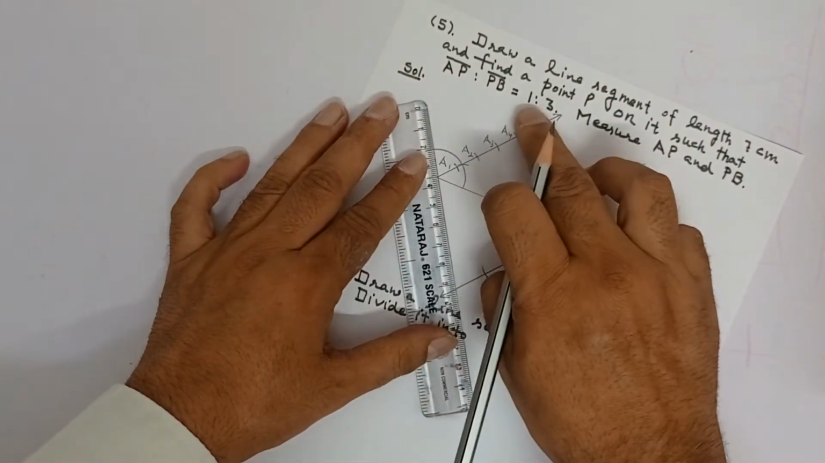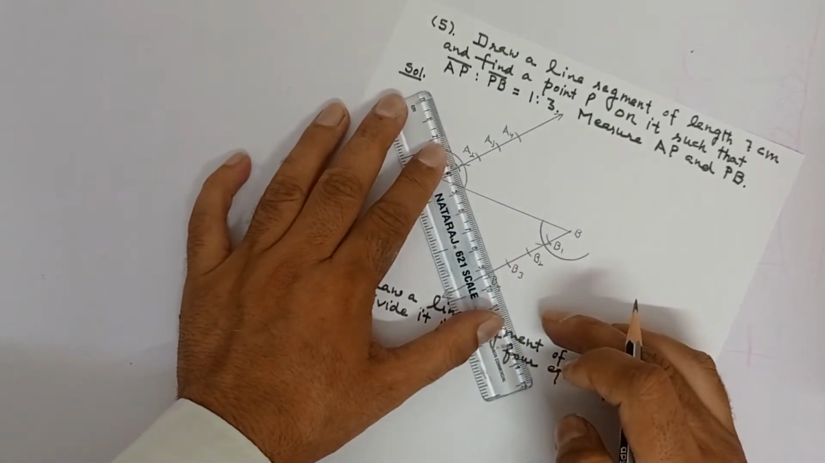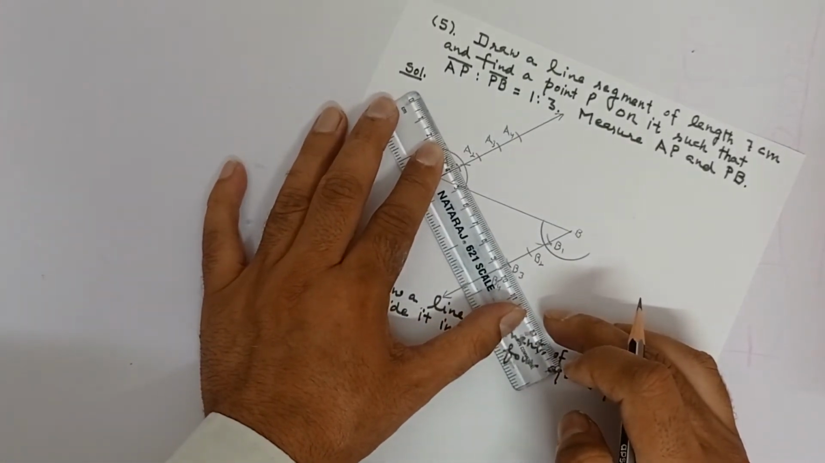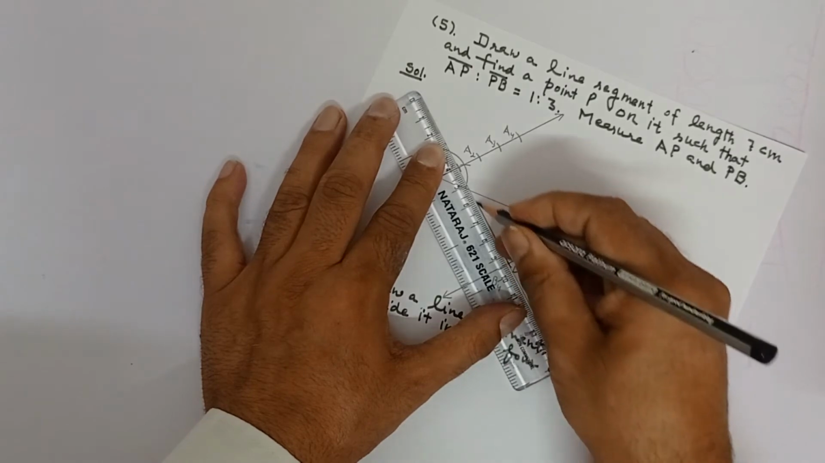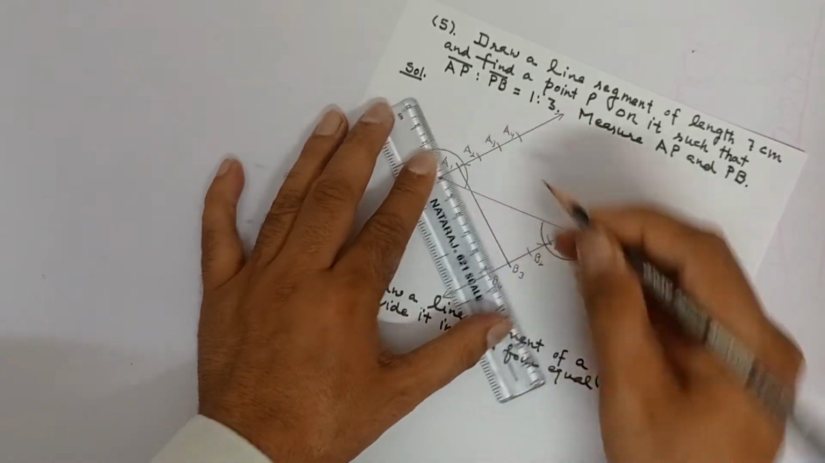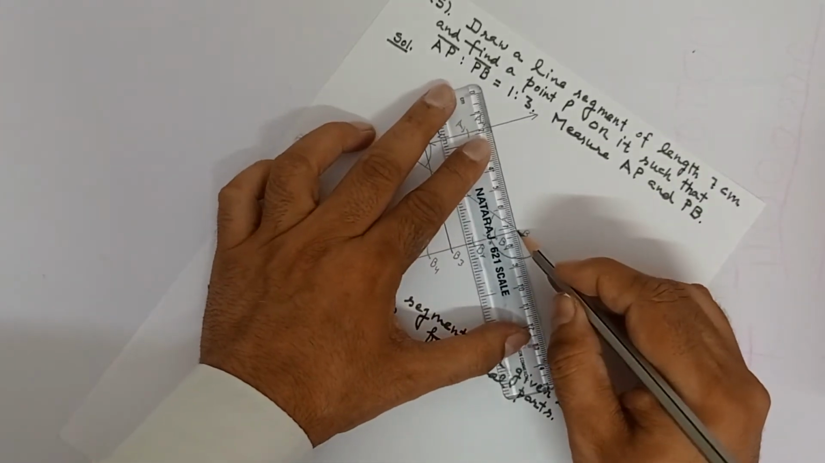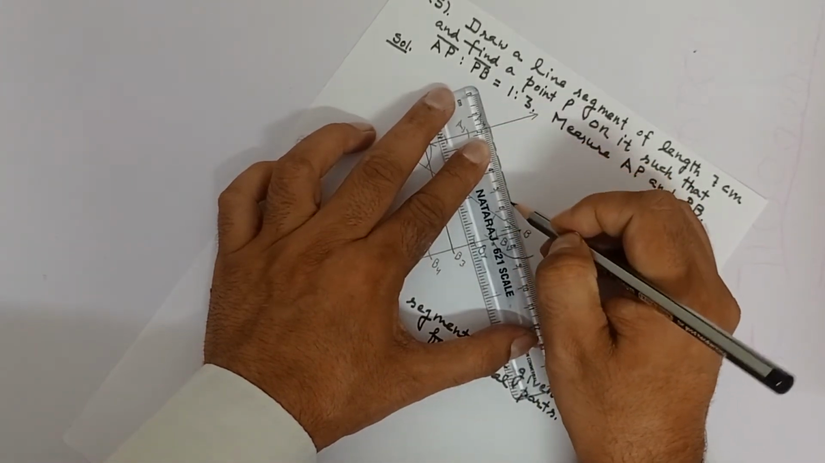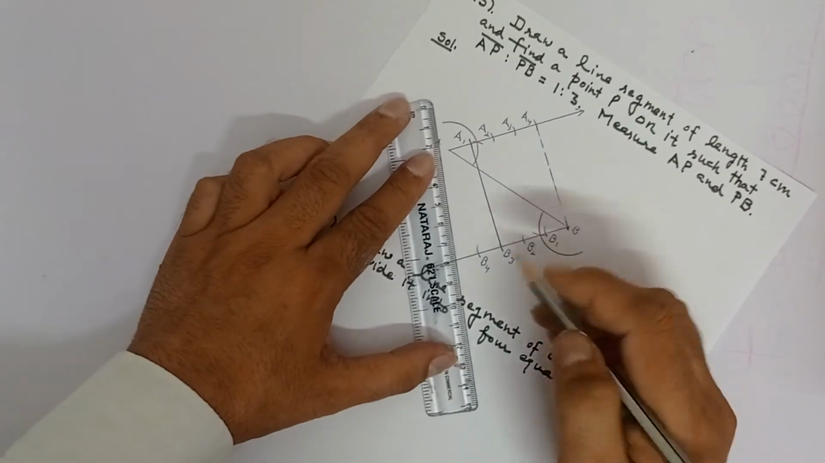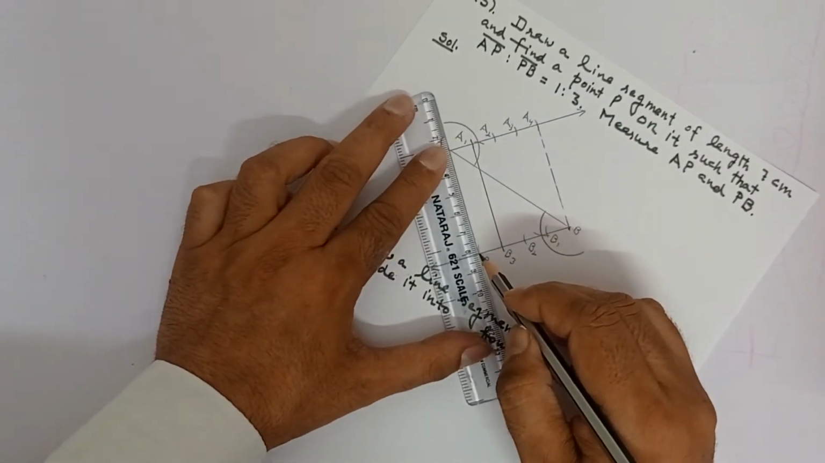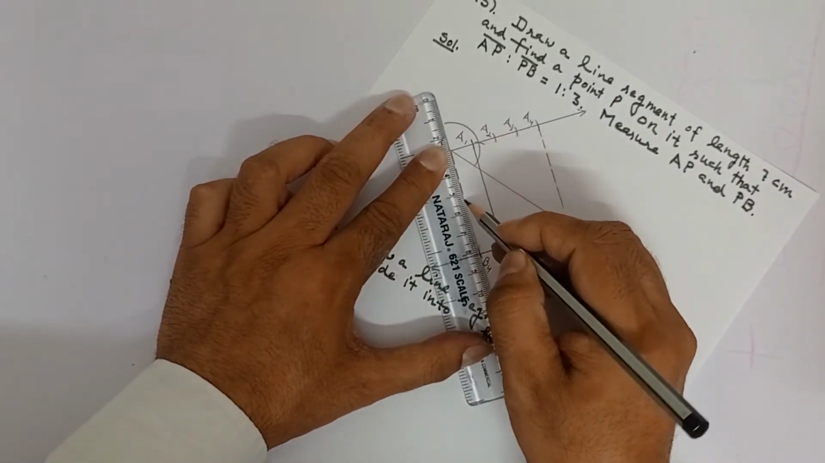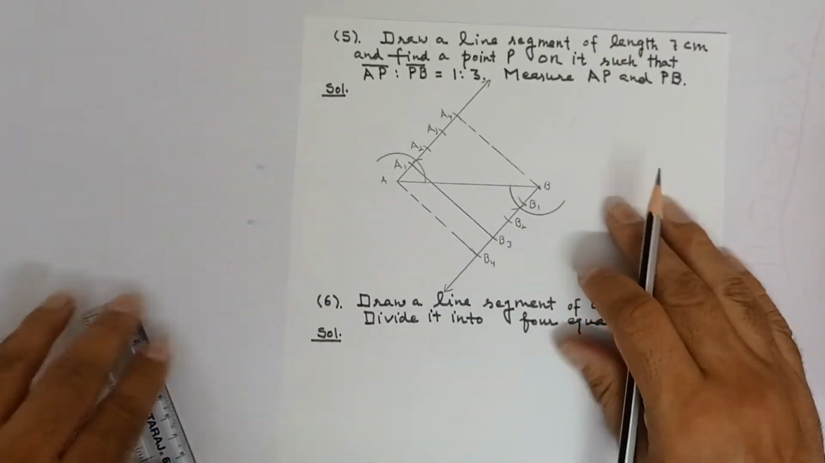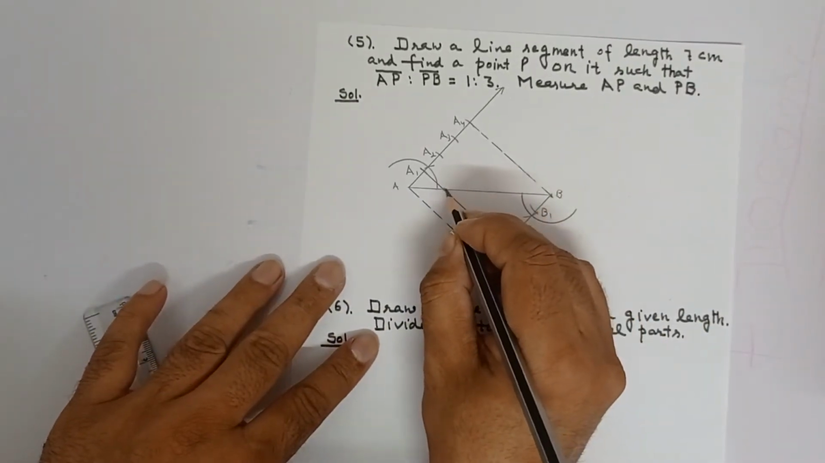So here A1 and B3 are to be joined with solid line. A1 and B3 with solid line, and this A4 with B as dotted line. This way dotted, and last A and B4 is also to be joined dotted. Now this point is P point.